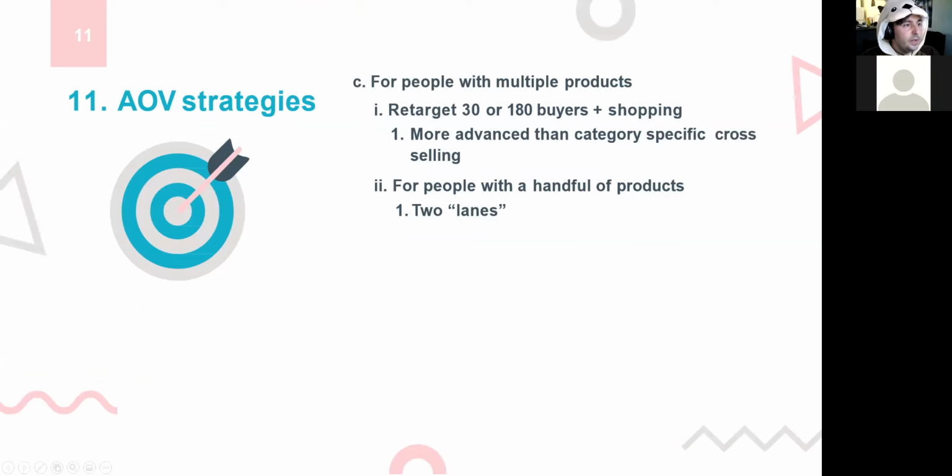Cool. So for people with multiple products, I would strongly recommend starting retention with no segmentation. Pinterest is really good at picking out what products people are interested in. So if you sell shoes and dresses, maybe just advertise all your products to all your buyers and let Pinterest sort them out. And that will probably work.